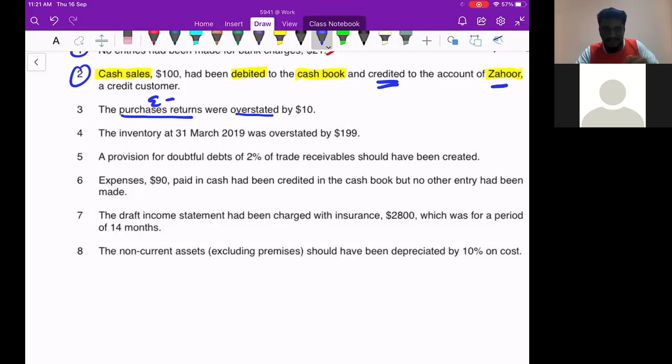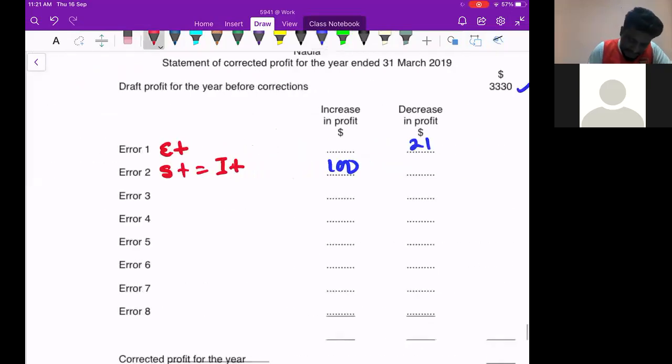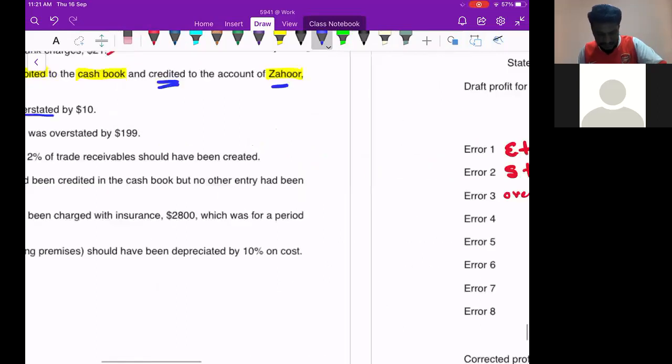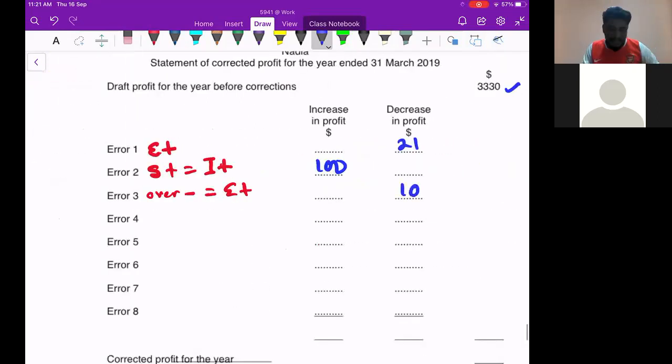You add back the expenses. Everybody agree? Expenses will be added back because you over minus. Purchases return is expenses minus, you over minus already. So now you need to plus the expenses. Expenses plus means profit will minus 10.